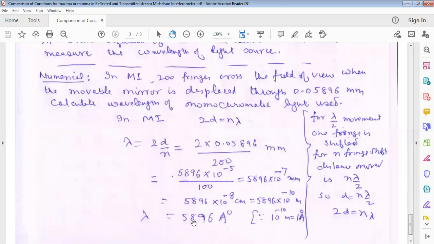With this we have discussed what a Michelson interferometer is, how it can be used to find the wavelength of an unknown source of light, or how we can perform an experiment with this interferometer to standardize a meter scale by using a source of known wavelength. This is all about it.